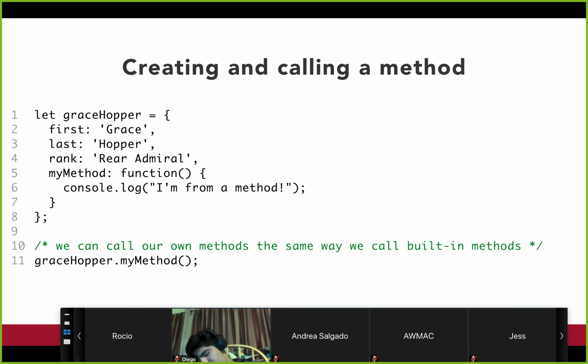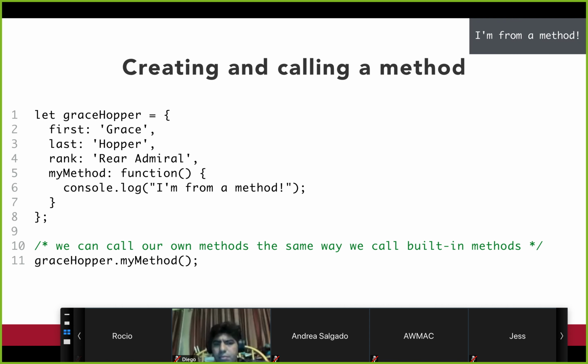And once again, notice how gracehopper.my method is not running the function. It's just saying here is a function. Only by putting the open and close parentheses after my method am I now explicitly saying, hey, run this method. And so when I do gracehopper.my method with the open and close parentheses after it, I am now running or invoking the function that I created on lines 5 through 7. And so that's why the message console logs out, I'm from a method.